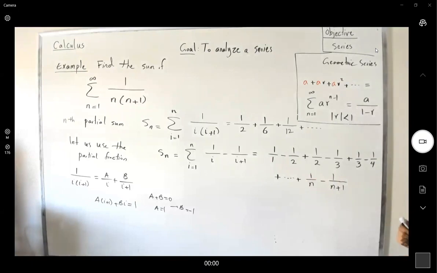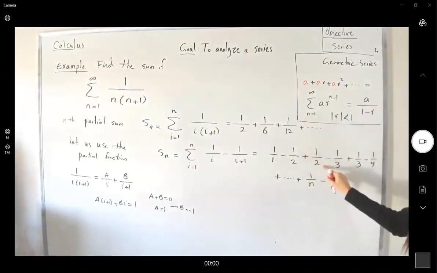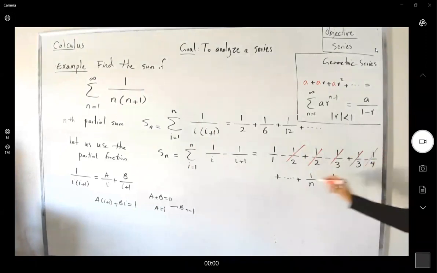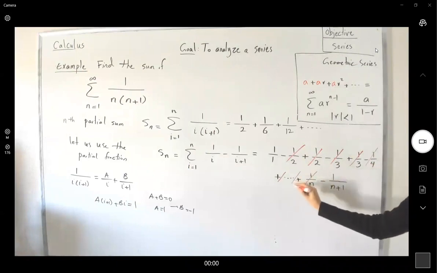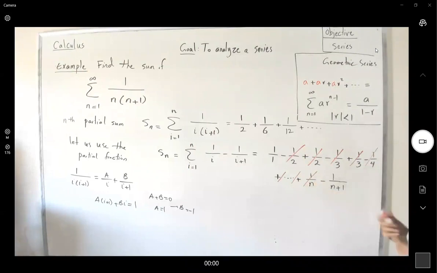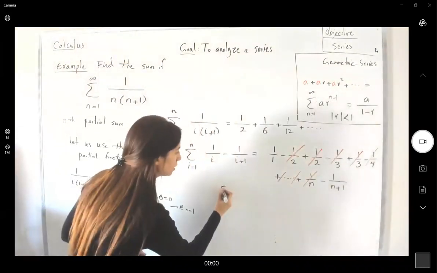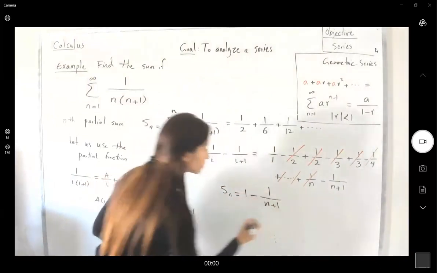Okay, take a look at these terms. Negative a half and plus a half, they're opposite of each other. Negative a third and plus a third, they're opposite of each other. Negative a fourth and the next term, they're opposite of each other. You have plus 1 over n, you can cancel it out with negative 1 over n, which is from the previous term. So you're left with S of n is equal to 1 minus 1 over n plus 1.